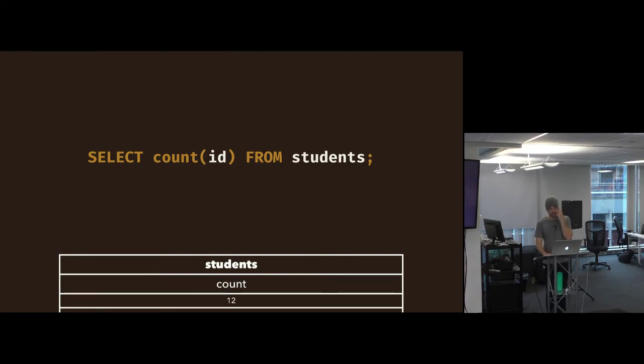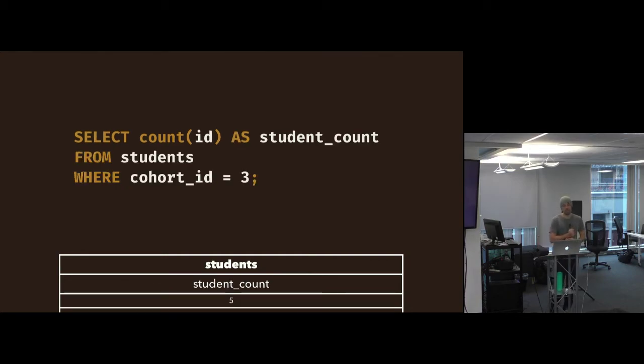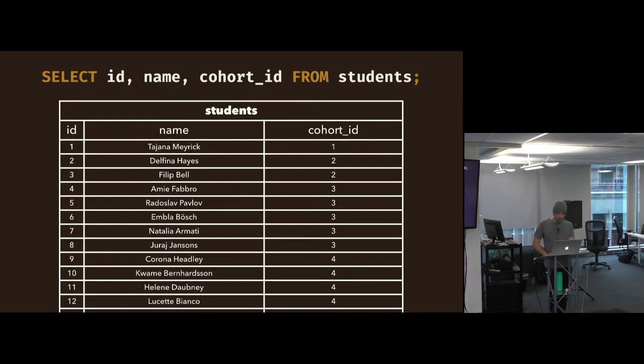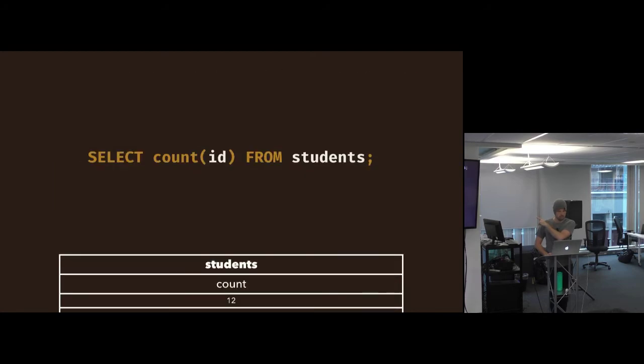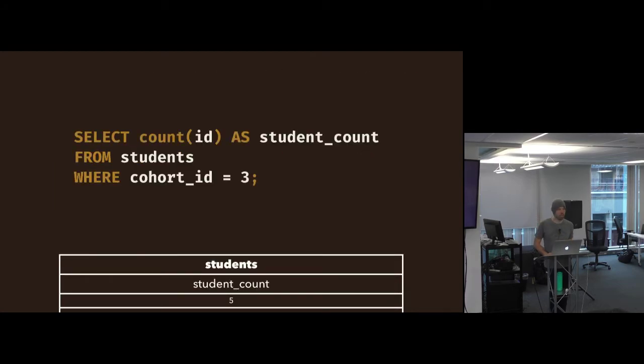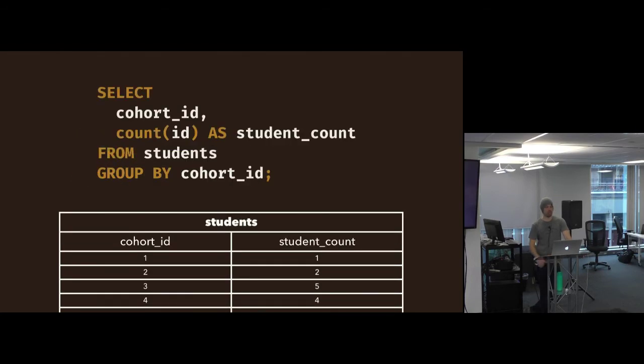Cool? Now, slightly different, we put a where clause. Now we care about the cohort, and we want to find out how many students there are in cohort number 3. So here we say select, we could just start out with select star from students where cohort ID equals 3. That would give us back 1, 2, 3, 4, 5 results. I can see right here. And then if we just do that count aggregate again, collapse that back into one value, the count is 5. There are 5 students in cohort number 3. Good? All right, we'll keep building on this.